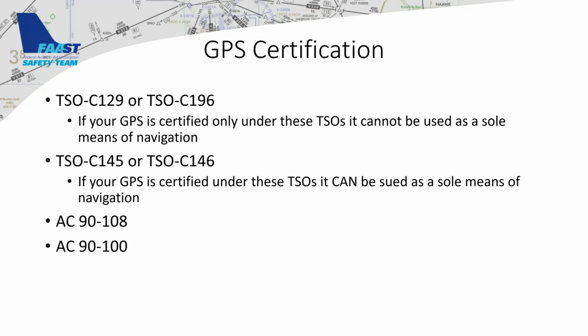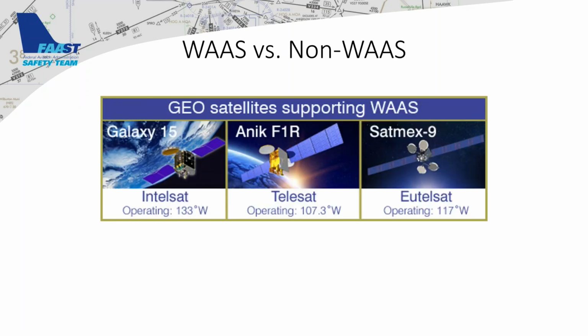And you can find more details about that in two advisory circulars, 90-100 and 90-108. Those are the two documents you'll find if you want to read up more on those TSO certifications. That's going to be referenced later on in the SAPT website, so you need to know what those terms mean. All right, so WAAS versus non-WAAS. What is WAAS?